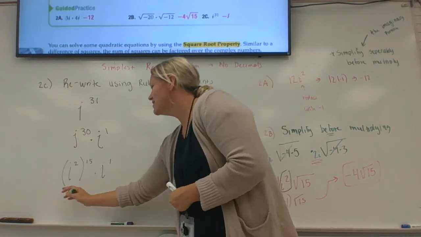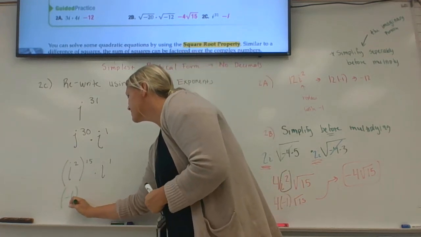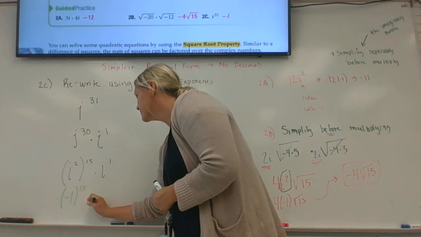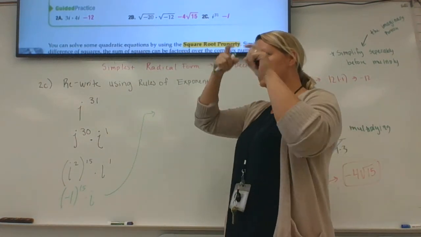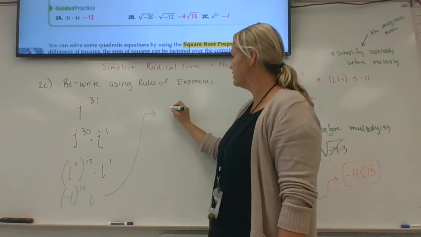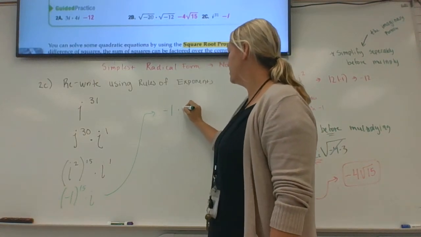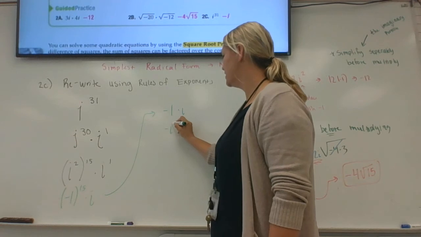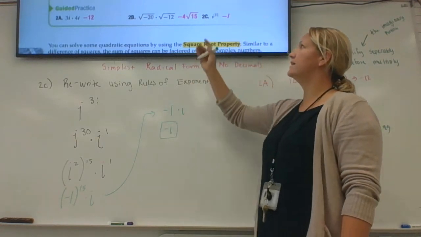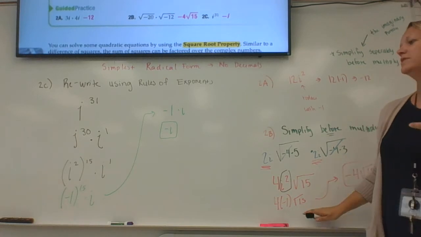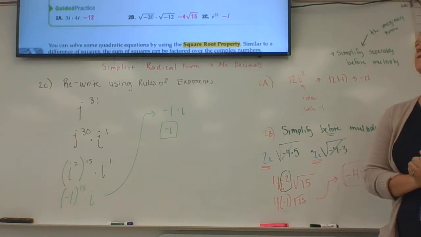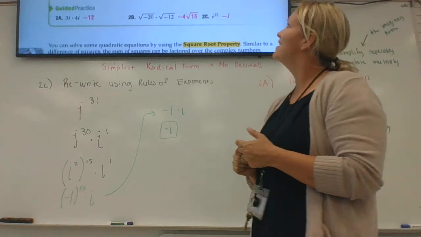i squared is negative 1. Negative 1 to the 15th, you can use a calculator, just understand your negative numbers. It's just negative 1 times i, negative i. Rewriting exponents in order to simplify.